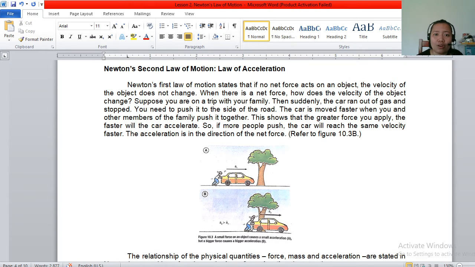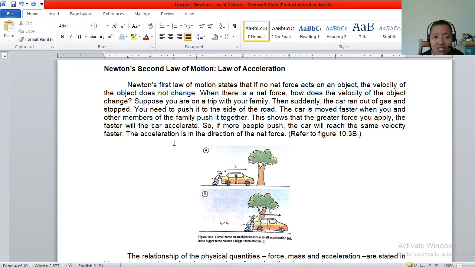Suppose you are on a trip with your family. Then suddenly the car, tong illustration na to, ran out of gas and stopped. You need to push it like this, to the side of the road. The car moves faster when you and other members of the family push it together. This shows that the greater force you apply, the faster the car will accelerate. So, with more push, the car will reach the same velocity faster.